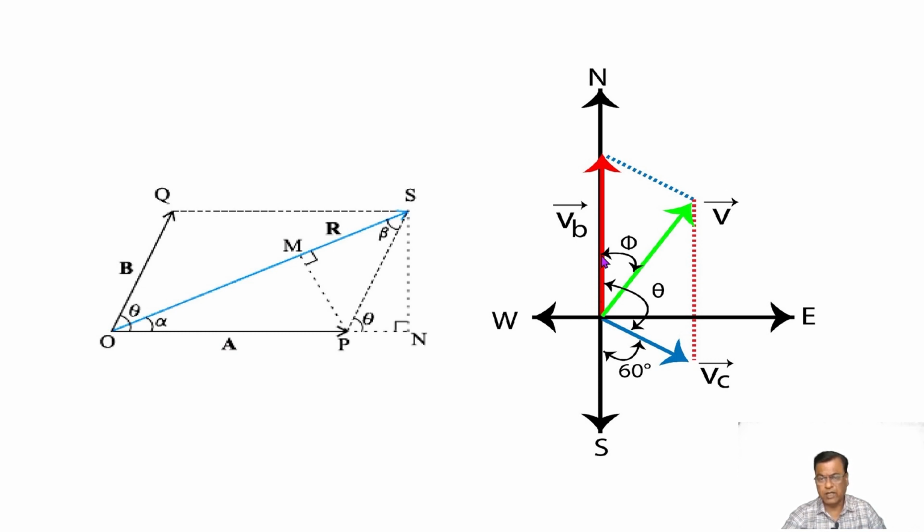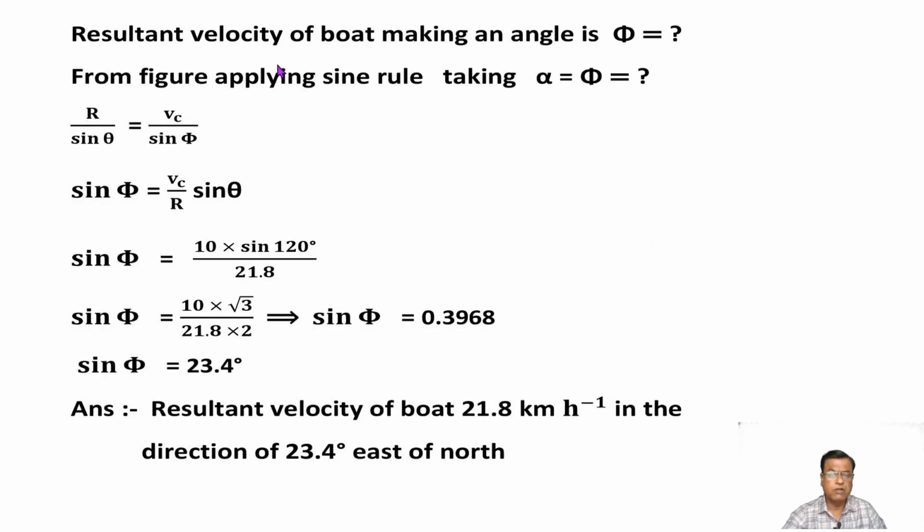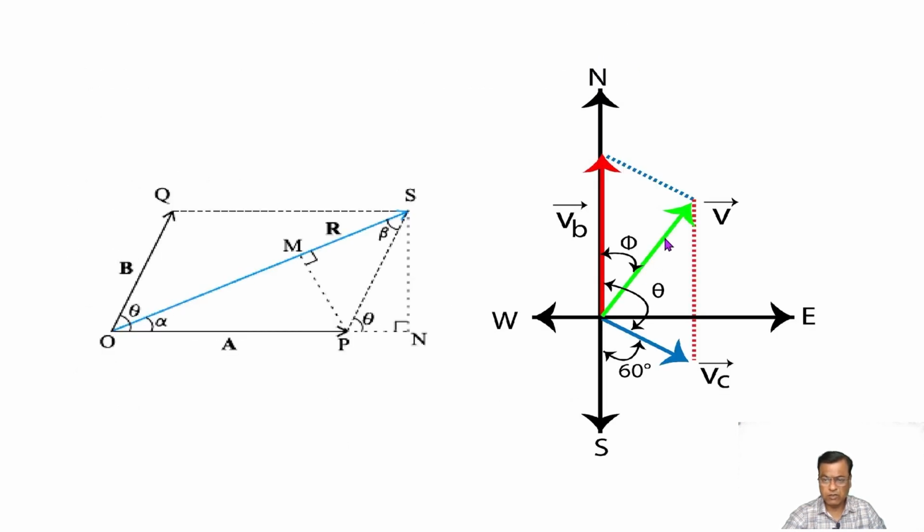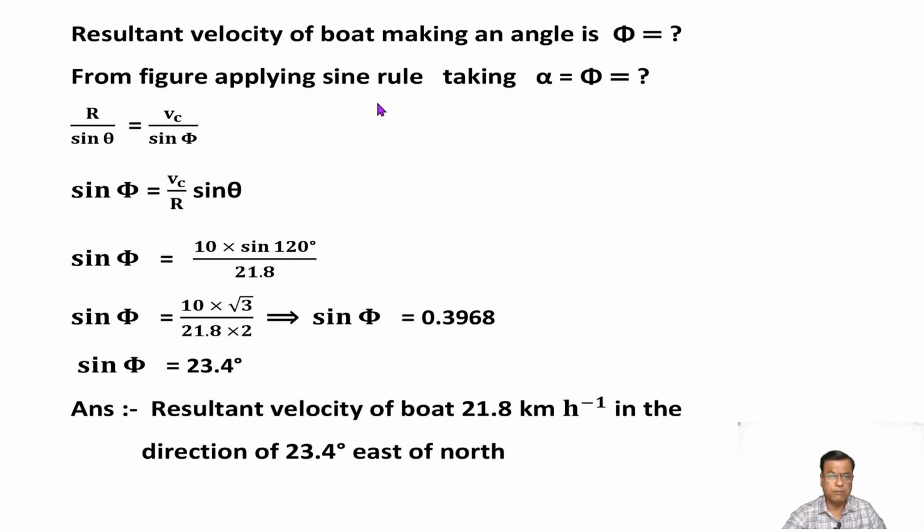Now listen, we have to find the angle between the resultant velocity and the velocity of the boat. We have considered this is A and this is R. So the angle between R and A is alpha. Here this is the R vector, this is the A vector, here the B vector. So we will consider the sine formula. The resultant velocity of the boat is making an angle phi with the A vector. So from the figure, applying the sine rule, taking alpha as phi, R upon sine theta equals VC upon sine phi.